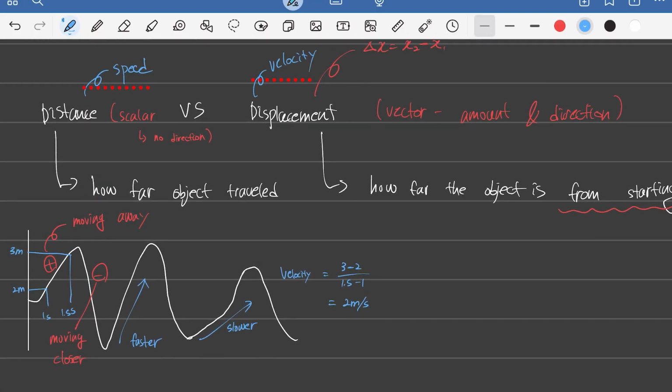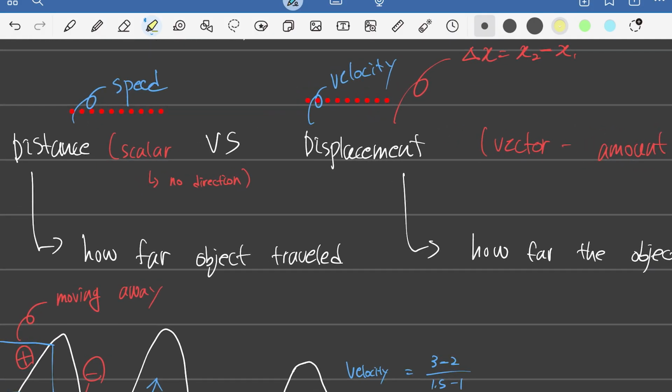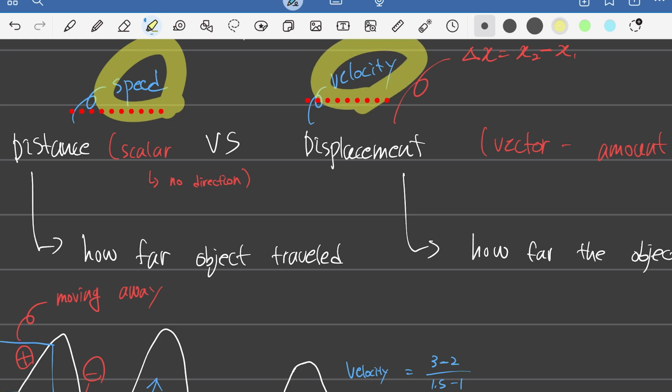Now let's talk about the difference between distance and displacement. So we use distance when we measure a speed, and we use displacement when we measure velocity. So distance is a scalar value. It means that it doesn't have a direction. And the definition of distance is how far an object traveled. It doesn't matter if the object goes 50 meters and comes back 50 meters. It's a total of 100 meters since the object travels 100 meters.